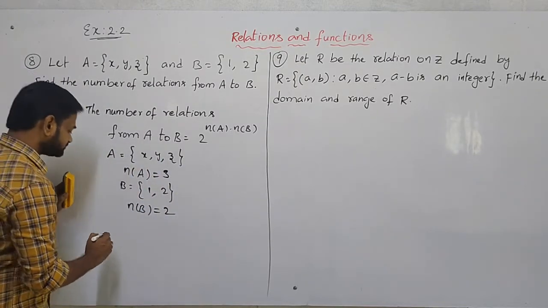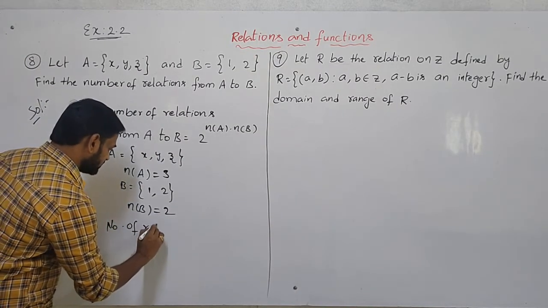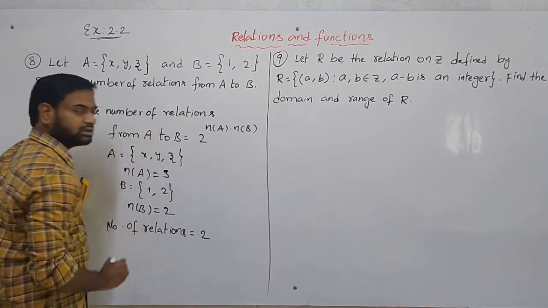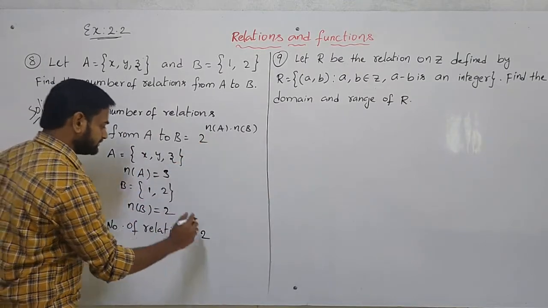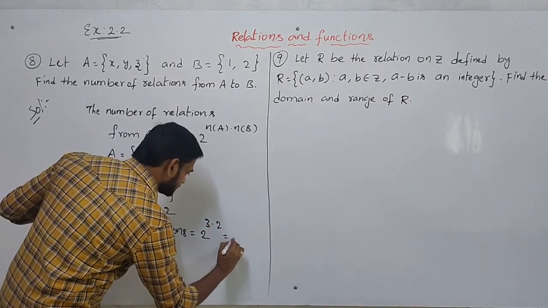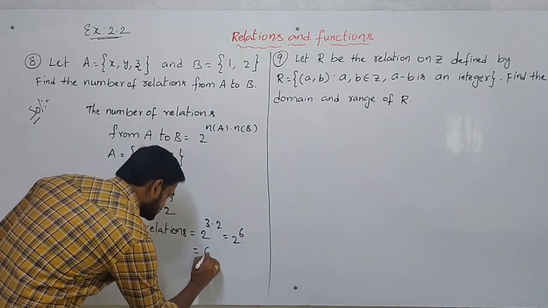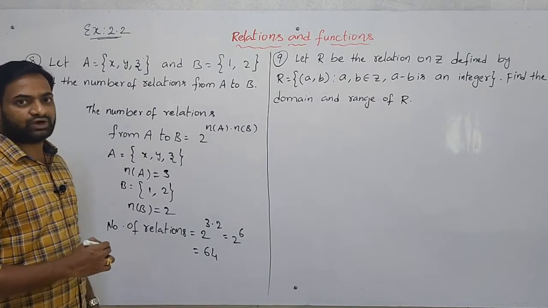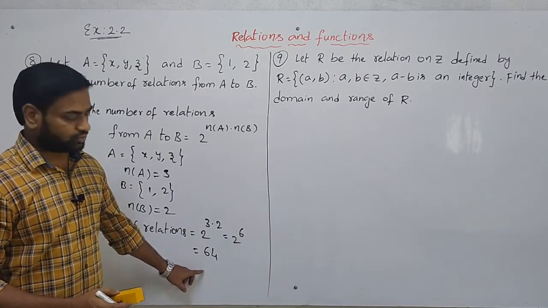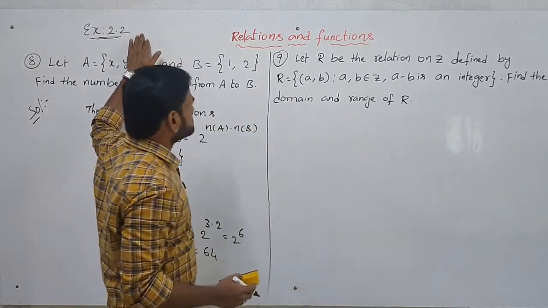Now use the formula. Number of relations is equal to 2 power n(A) times n(B). The n(A) value is 3 and the n(B) value is 2. That is 2 power 3 times 2, which is 2 power 6, and that is 64. So the number of relations from A to B is 64.